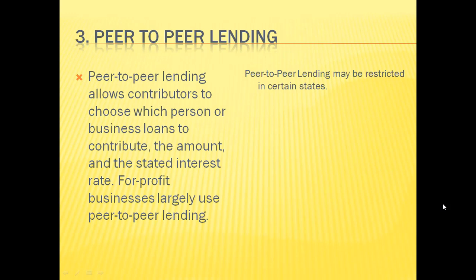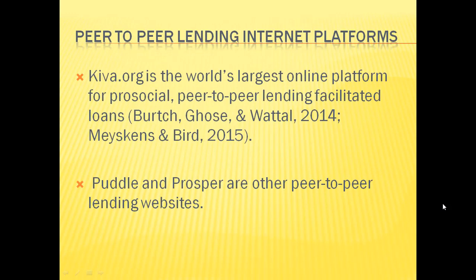For-profit businesses largely use peer-to-peer lending. However, you do need to know that peer-to-peer lending may be restricted in certain states. So basically, even though it's a federal law, not every individual state allows peer-to-peer lending. Now, Kiva.org is the world's largest online platform for pro-social peer-to-peer lending facilitated loans. I did put a couple citations in there as well. You can also hear of Prosper or other peer-to-peer lending websites.